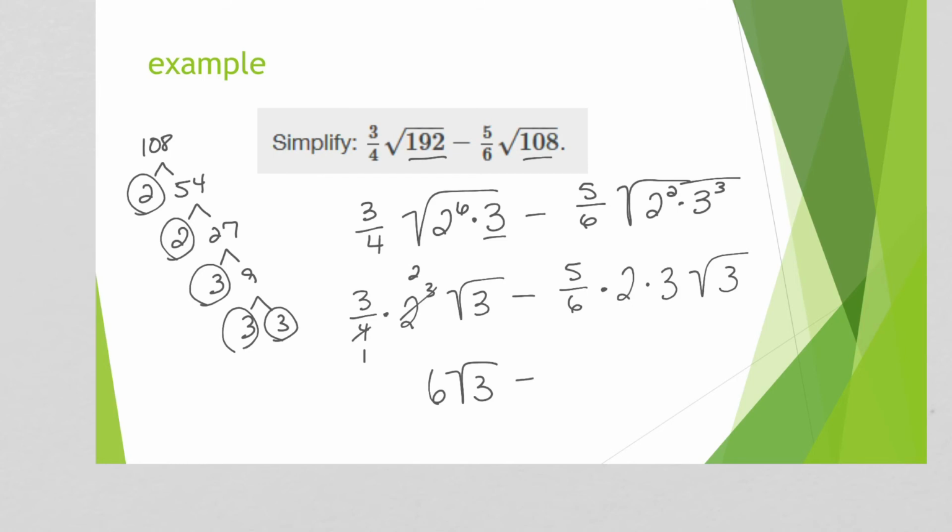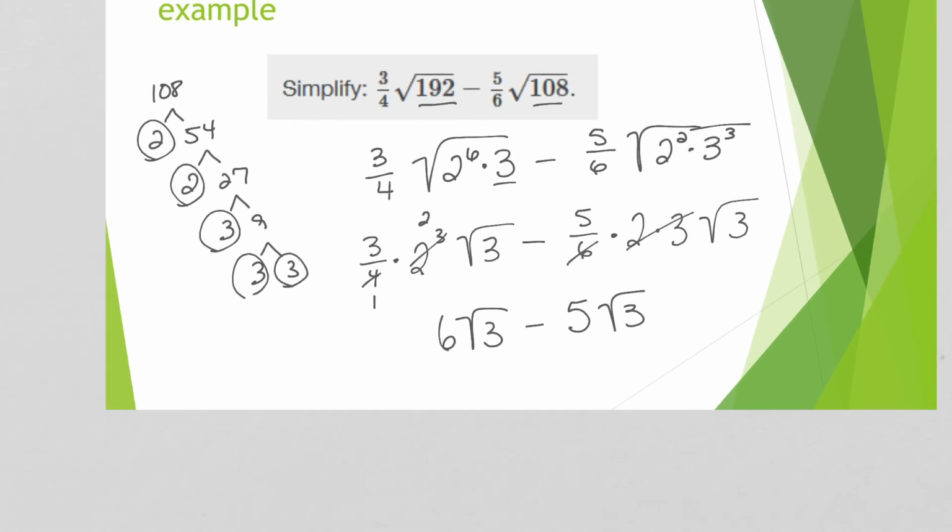Minus 5 over 6 times 6. That's what that is, right? And so the 6's would cancel, and I'm left with 5 square roots of 3 right there. Now, since I have like terms, I can go ahead and do the operation out here. So 6 minus 5 is 1. You could say 1 square root of 3, or you could simply say the square root of 3 is your final answer. And that's it.